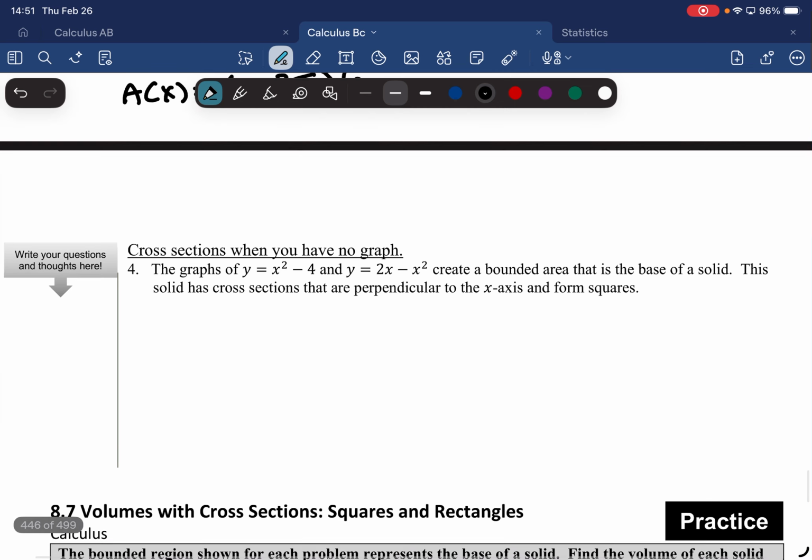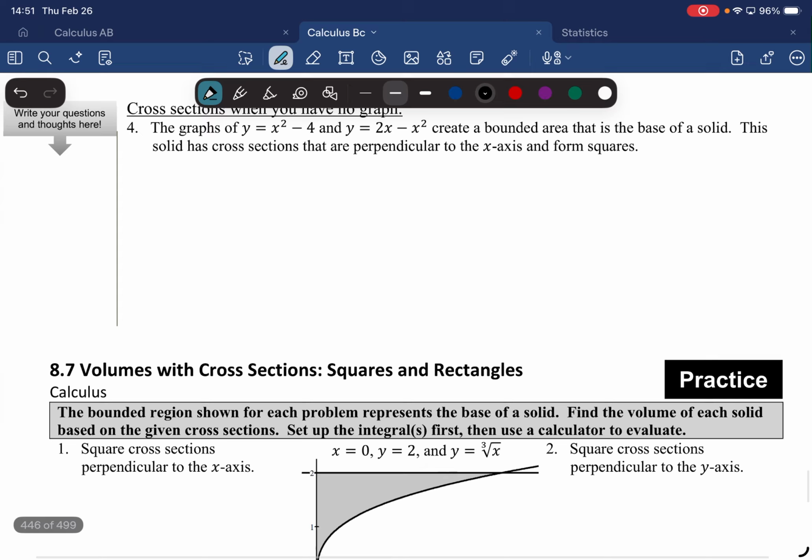Okay, so number 4 does not give us a graph, which means in order to find my bounds, I'm going to have to rely on my algebra skills. I'm going to have to set these two equations equal to each other, then move them all to one side so I can have it equal to 0, factor, and then find out what those factors are.